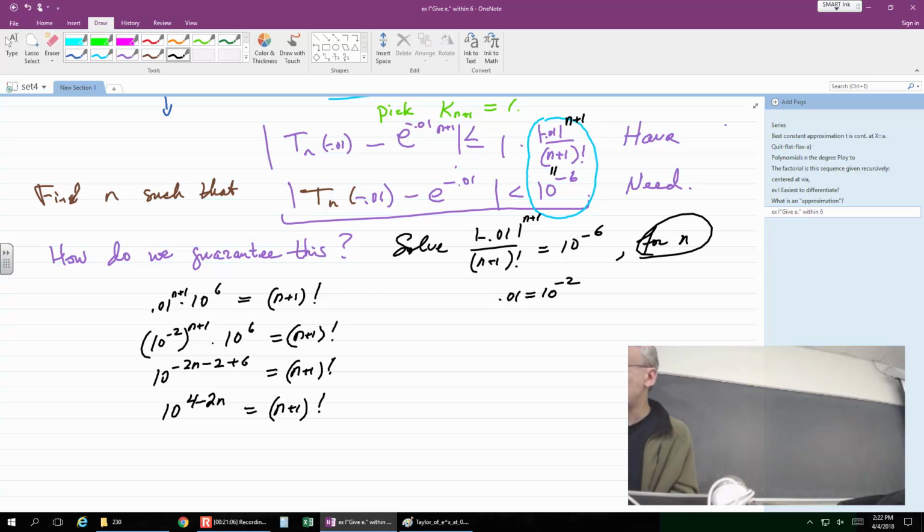Okay, so from this we need to figure out what n is. How do we do it? We could plot it. We could experiment with n's. Something that we know about. Is this right? Why does it feel wrong? Negative 6.